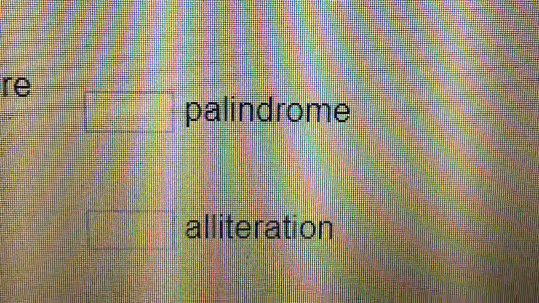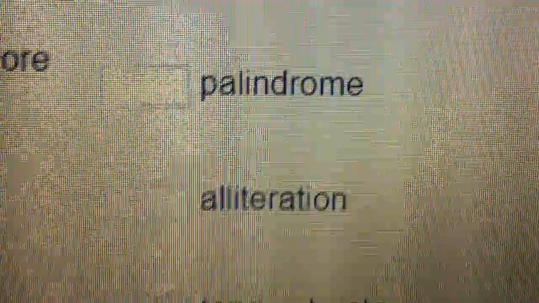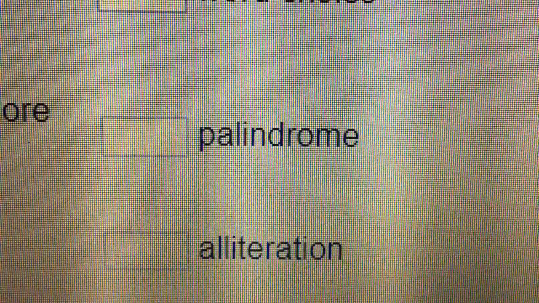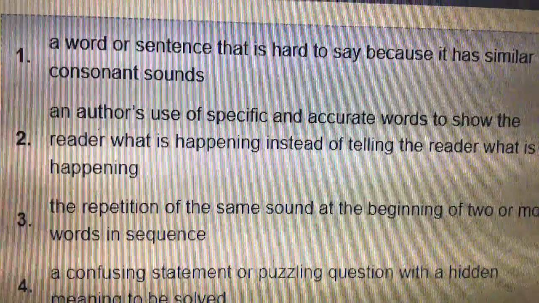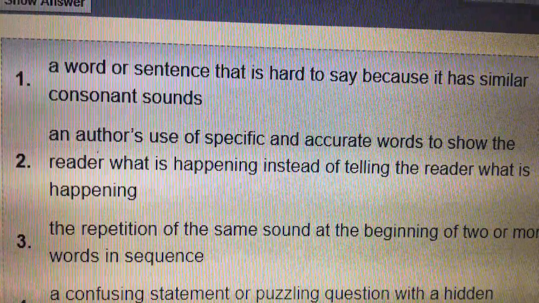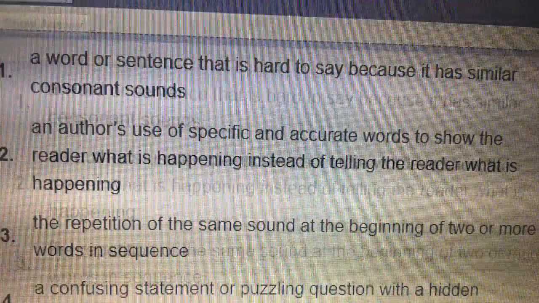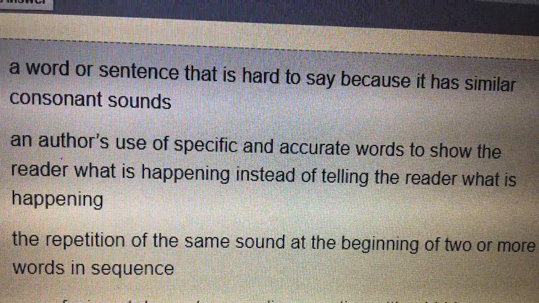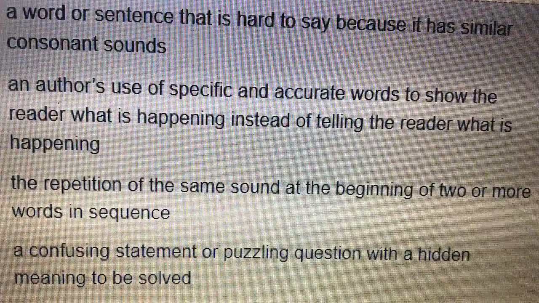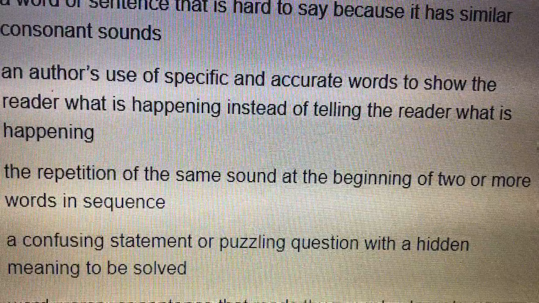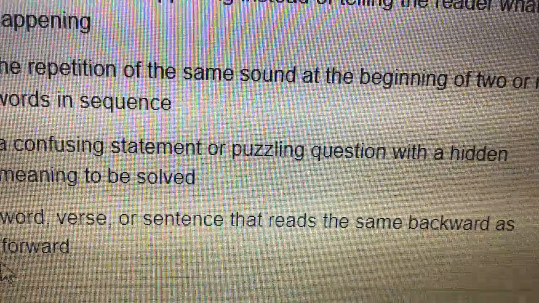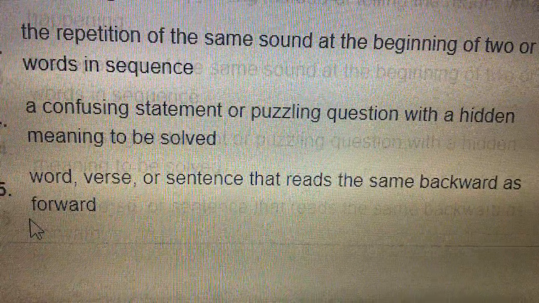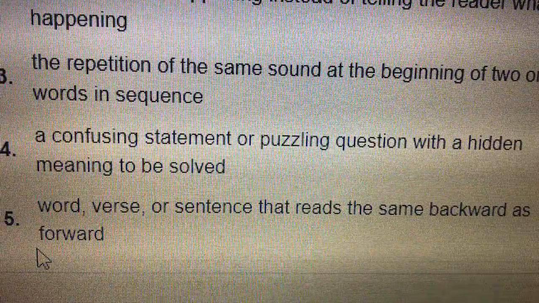So for question number one, you are going to match your vocabulary words with the definition. In question number one, it says a word or sentence that is hard to say because it has similar consonant sounds. Whichever one you believe is number one, you're going to put number one over in the box that goes with the vocabulary words.